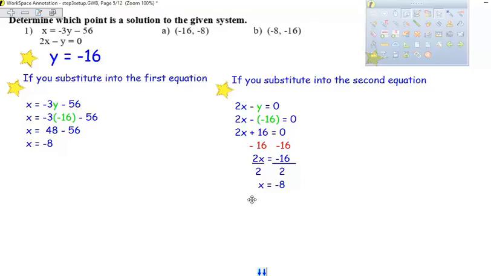So it doesn't matter which one you use, just as long as you use the original equation that's given to you. So right now, we know that x equals negative 8 and y should equal negative 16, and we're ready for step 4.